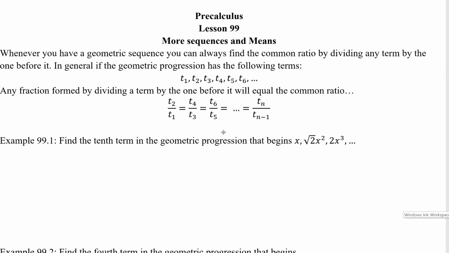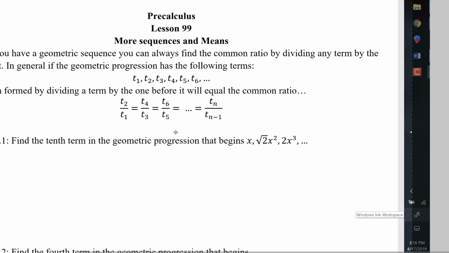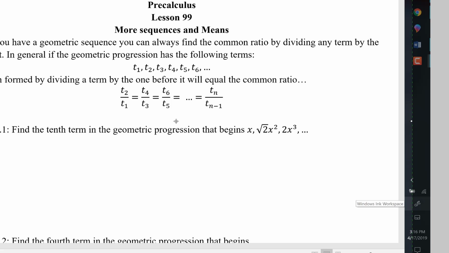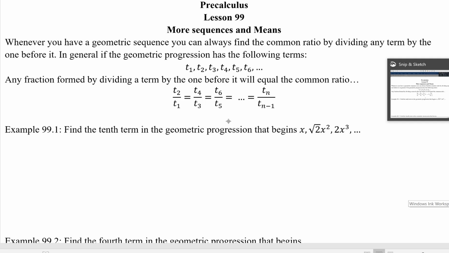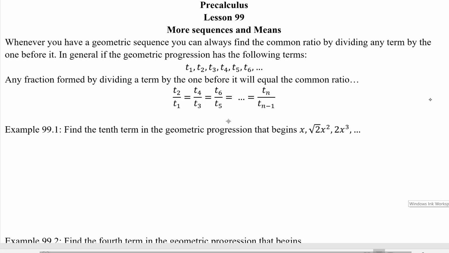And if you think about it, that makes complete sense, because if you have something like the geometric sequence 2, 6, 18, and so on, you can see there that the common ratio is 3. You're multiplying by 3 every time.